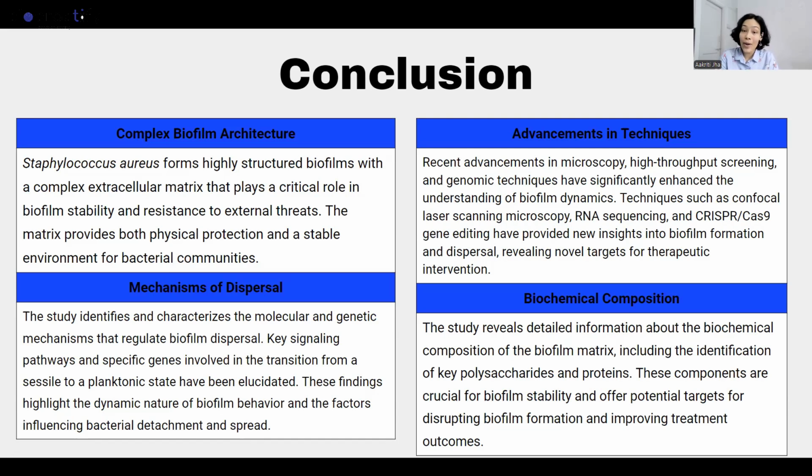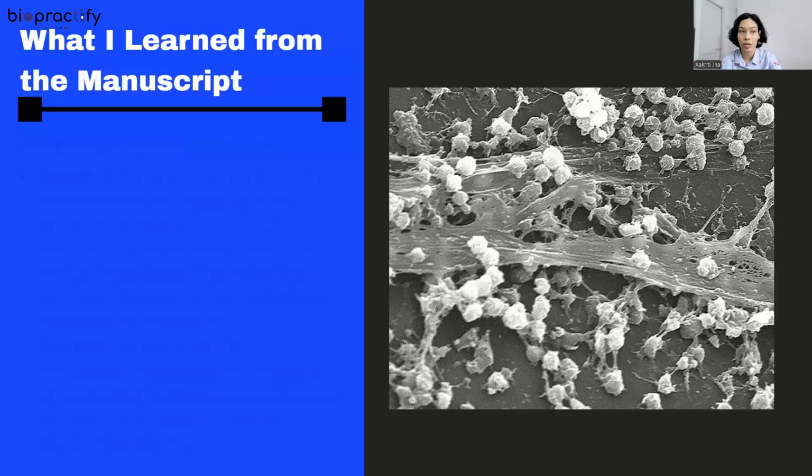Another was biochemical composition. The study reveals detailed information about the biochemical composition of the biofilm matrix, including the identification of key polysaccharides and proteins. These components are crucial for biofilm stability and offer potential targets for disrupting biofilm formation and improving treatment outcomes.